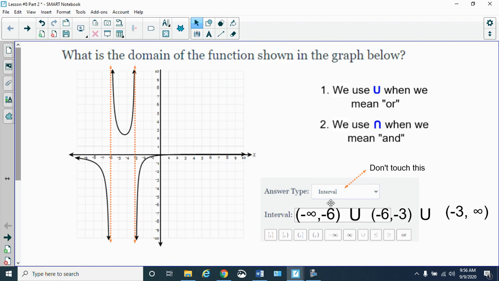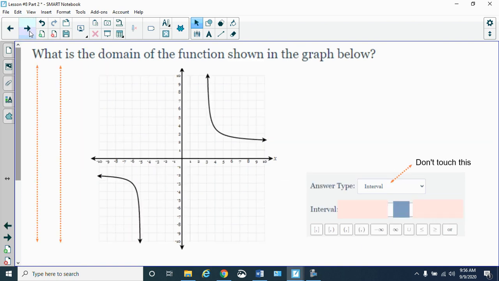Also, do not touch this, the interval. You want to keep the answer type as interval. You only type in your interval into that second box. So let's look at another problem that you may have.